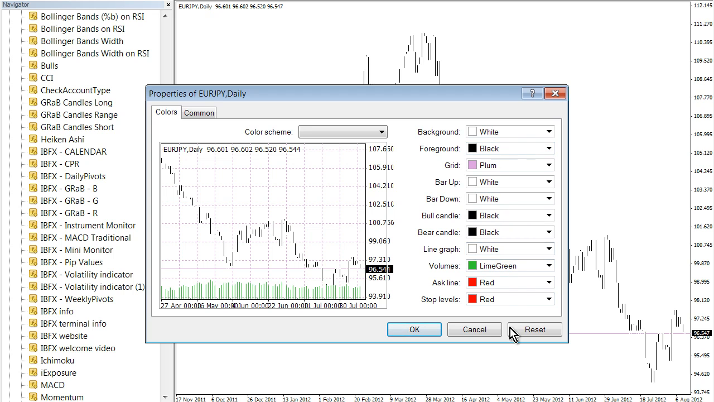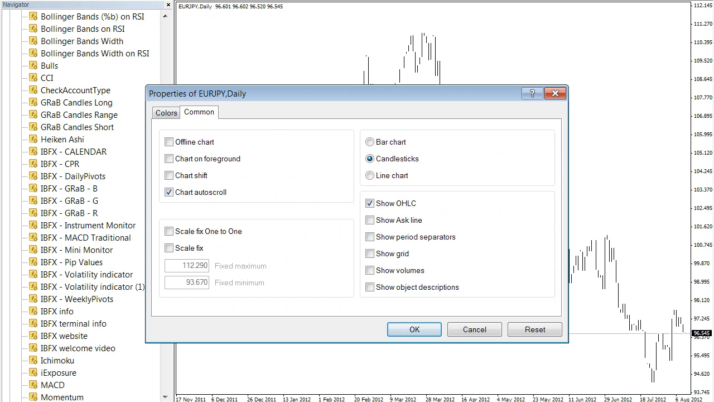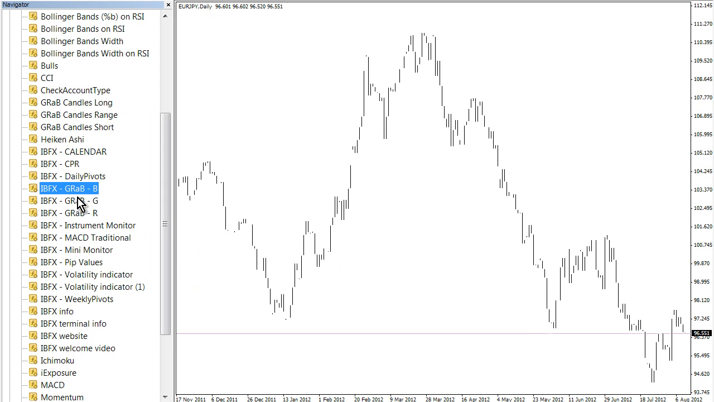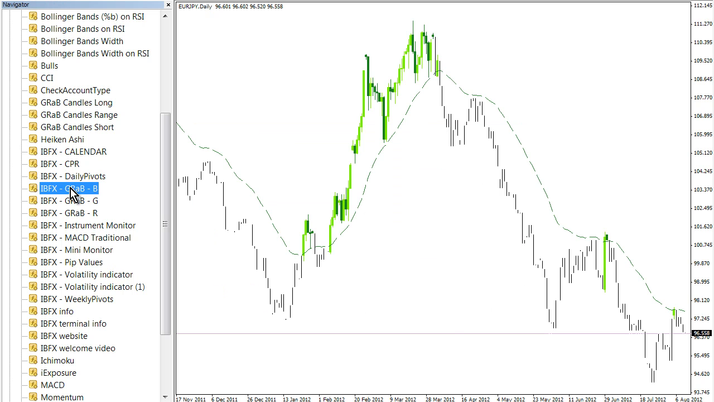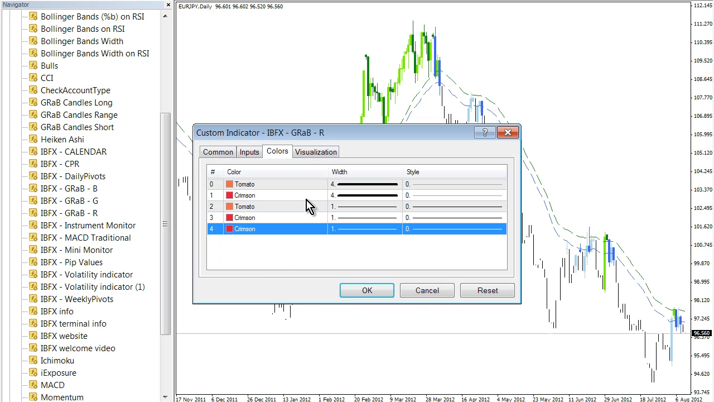These are the colors that I'm using because ultimately my grab is going to color, it's going to shade my candles. One thing I do want to mention, and this is really important, is for grab to work, chart on foreground must be unchecked. Must be unchecked. Okay. So I'm just going to carry these over one by one. So there's the green, there's the blue, and there's the red.